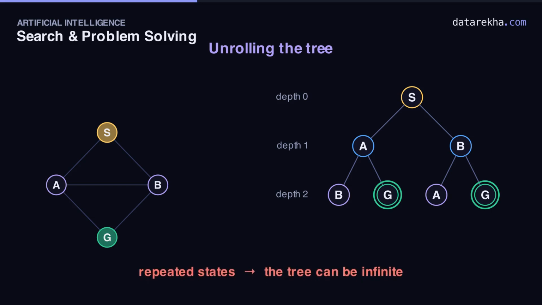Push one more level and it gets worse. A's children would sprout their own children. S itself would reappear. And the tree keeps regenerating states forever. The graph is small and finite. Its search tree can be infinite.